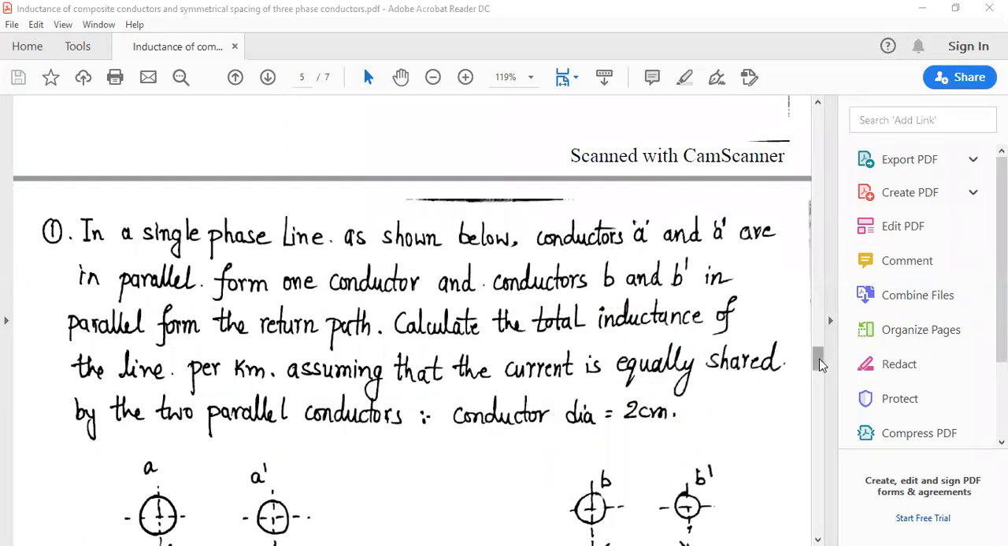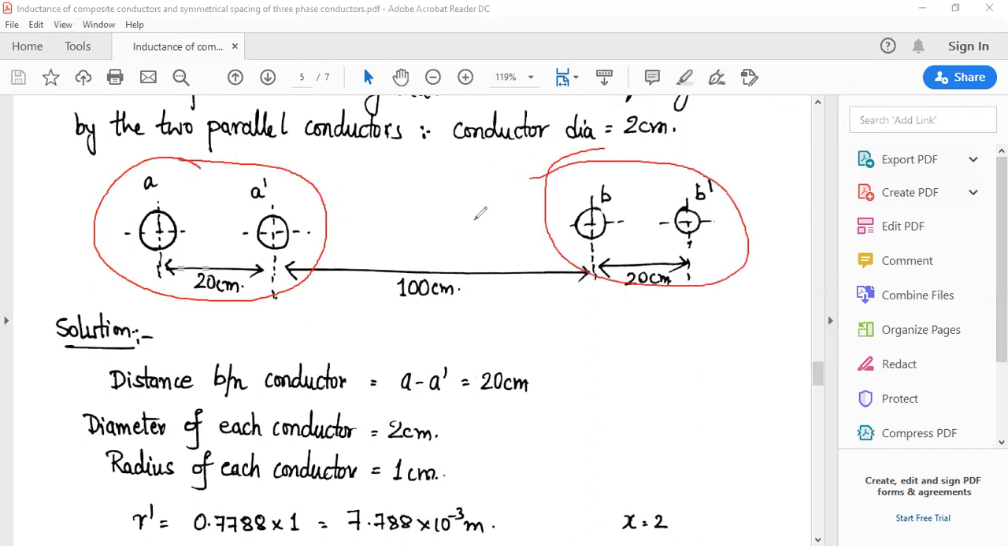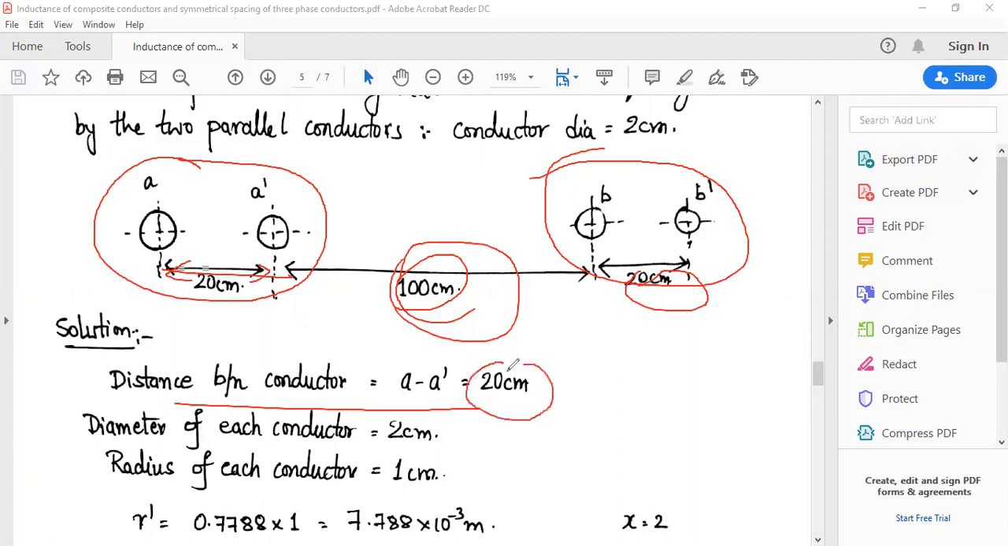So let me move on to the solution now. Just before I move to the solution, I have this parallel conductor, say conductor A and A dash, B and B dash, and between these two I have 100 centimeter as the distance. The distance between A and A dash is 20 centimeter, B and B dash is 20 centimeter, and A dash to B you have the distance to be 100 centimeter. The distance between the conductor or filament is 20 centimeter, diameter is 2 centimeter. This one is generally called the conductor to conductor distance, generally from A dash to B. So that is the representation of the figure.